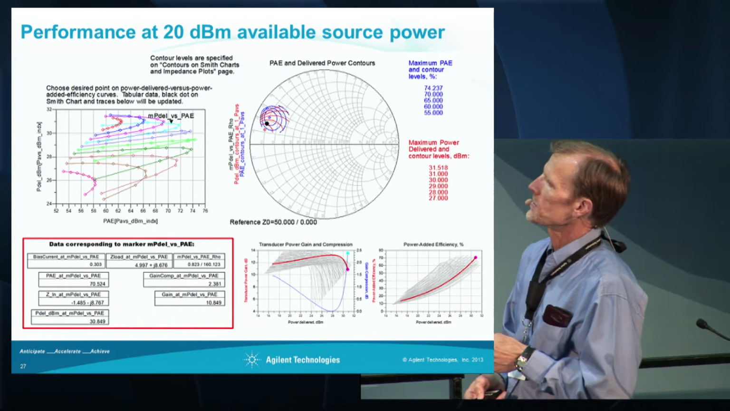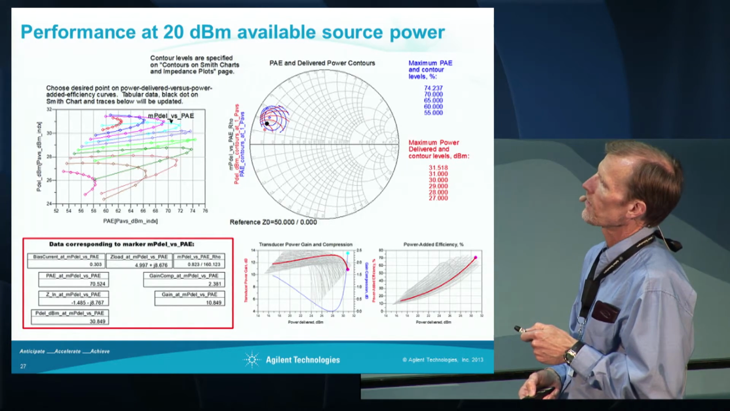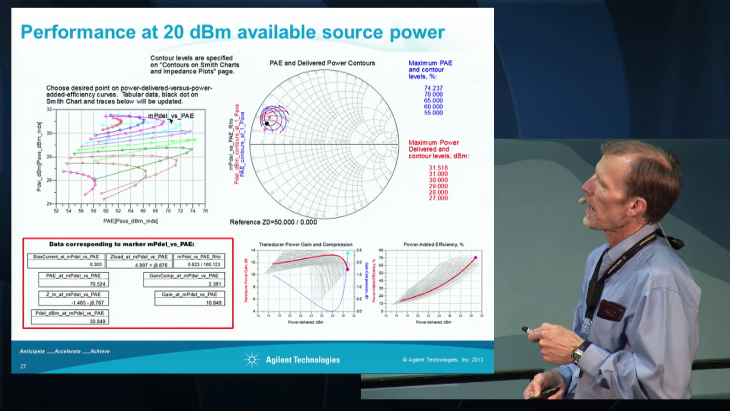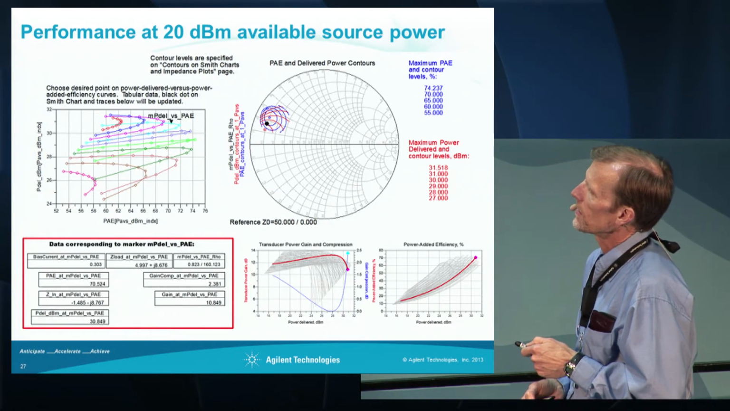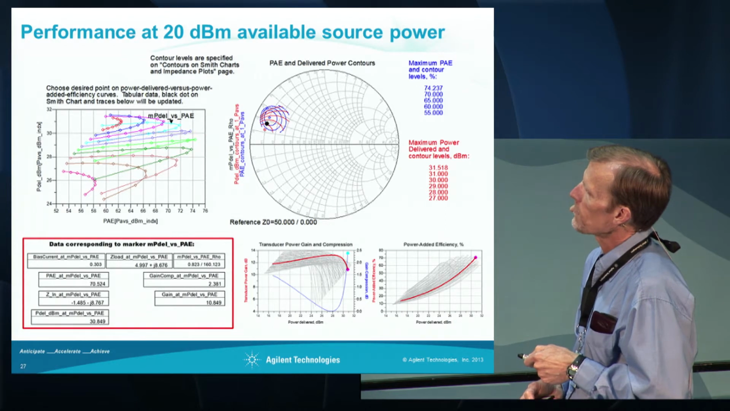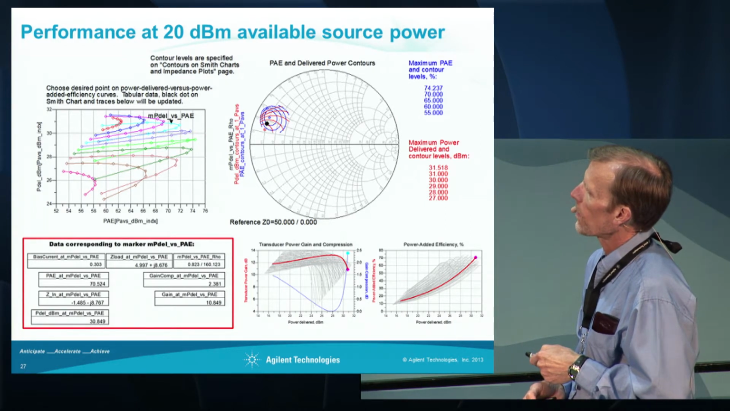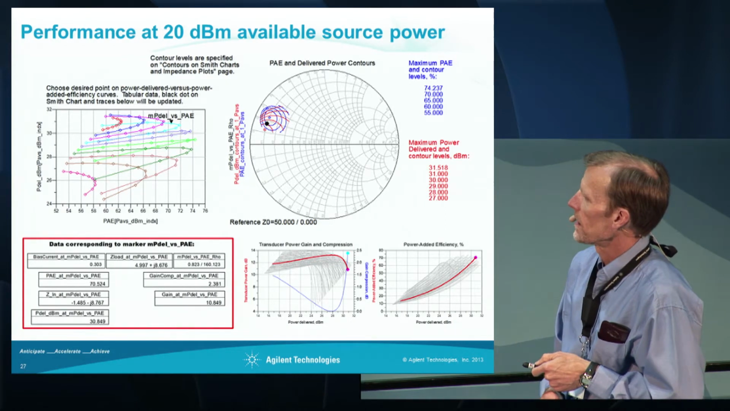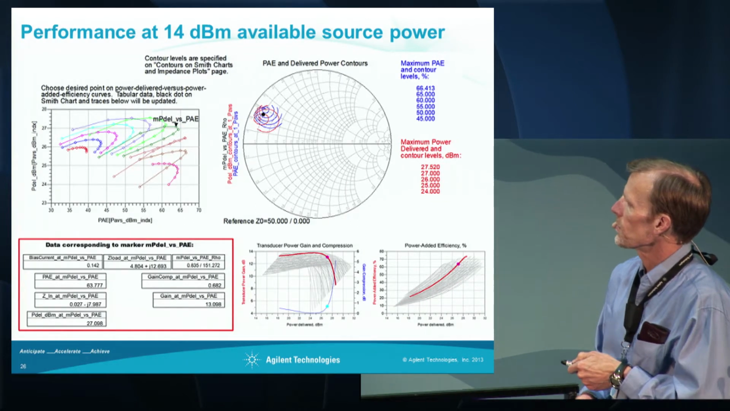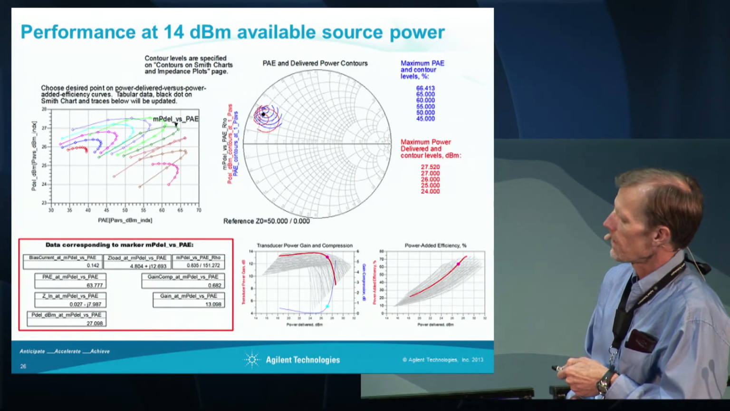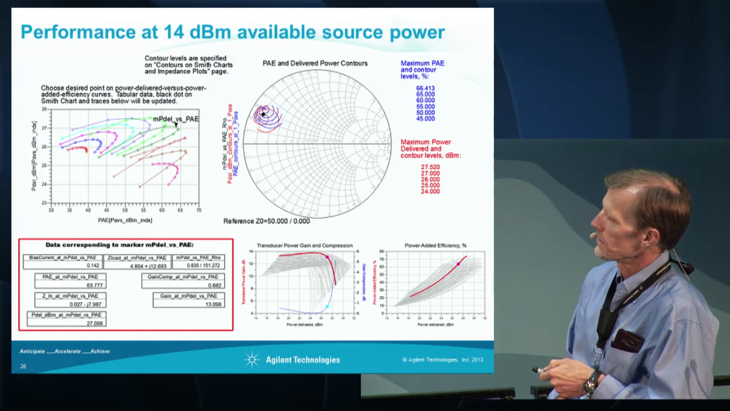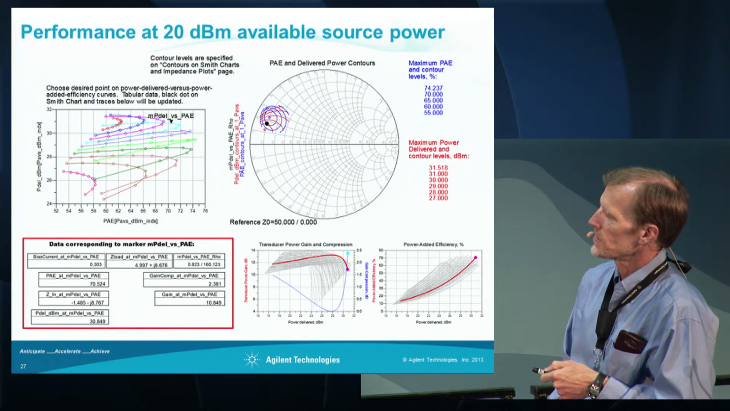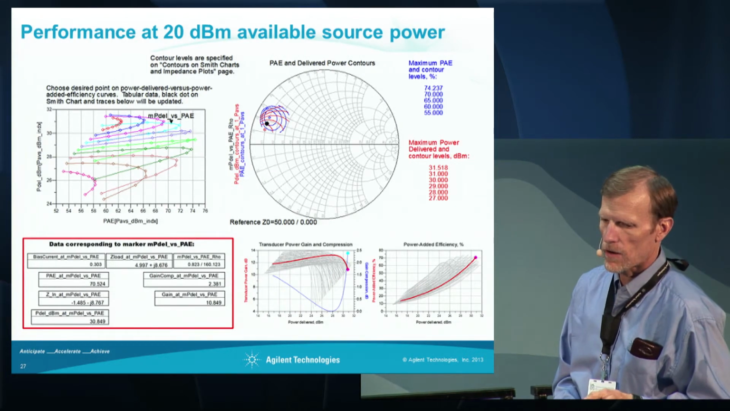This is the same data, but now we're looking at performance at 20 dBm available source power, and we've chosen a slightly different load. We get better performance at higher output power, but the performance at lower output power is worse. So you can see that there's a definite trade-off in the power added efficiency here. And you're going to get different results if you match for a lower input power than if you match for, say, a higher input power.